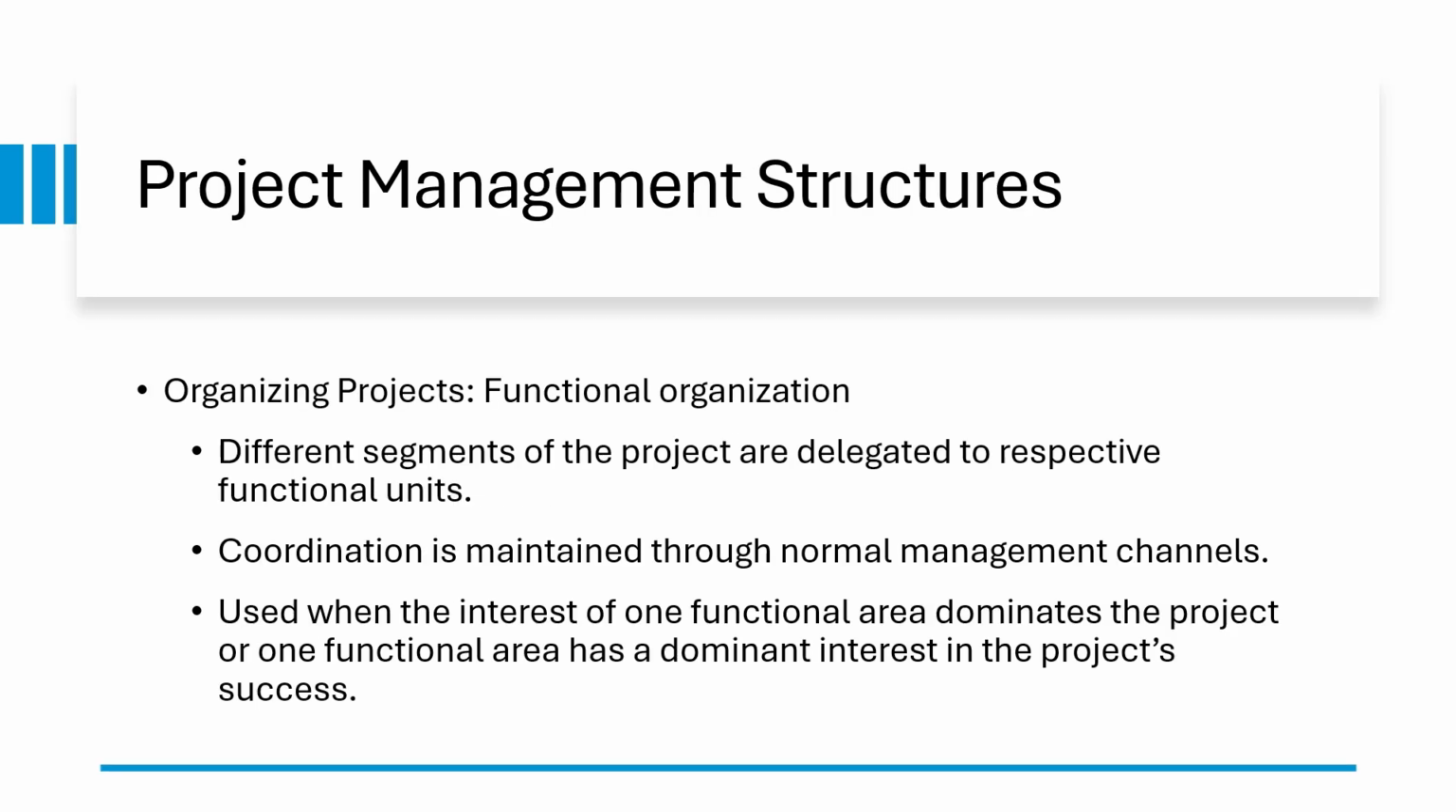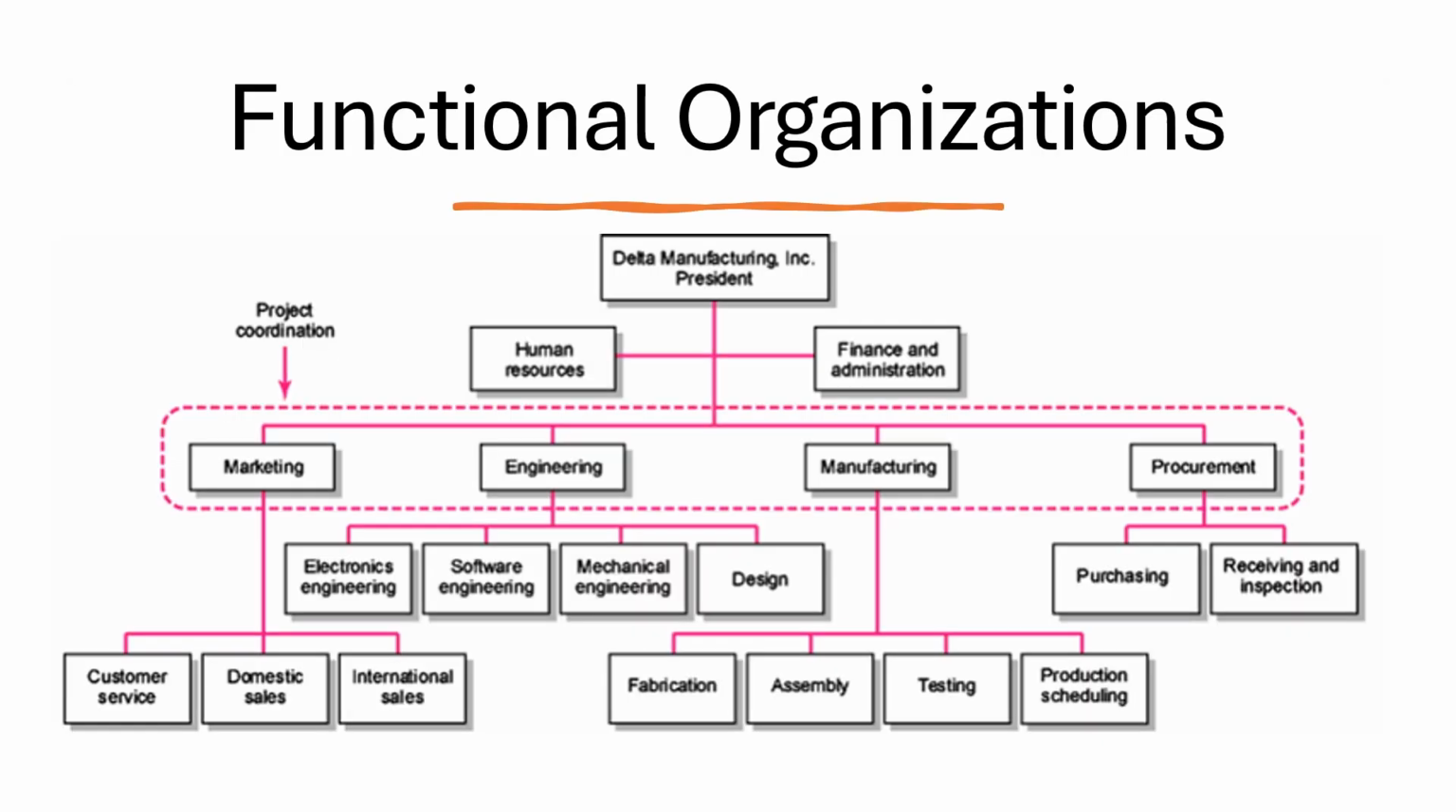One approach to organizing projects is to simply manage the existing functional hierarchy of the organization. Once management decides to implement a project, the different segments of the project are delegated to the respective functional units, with each unit responsible for completing its segment of the project. Coordination is maintained through normal management channels. This tends to be used when the interests of one functional area dominate the project, or one functional area has a dominant interest in the project's success. This figure shows how functional organizations work.